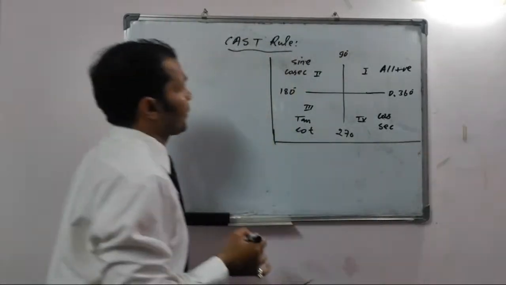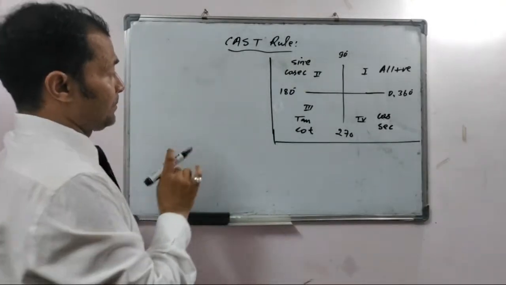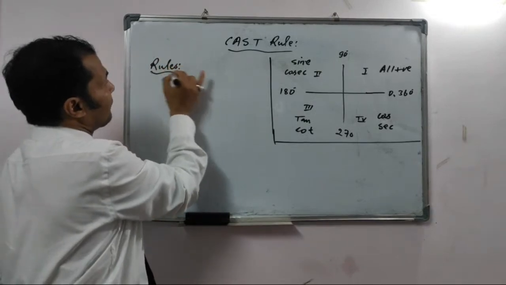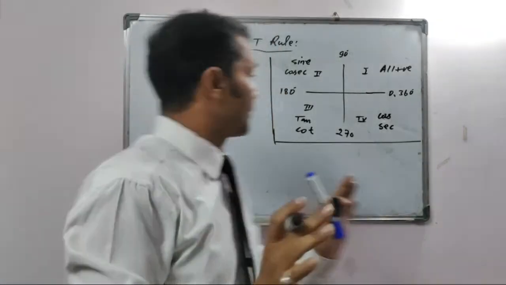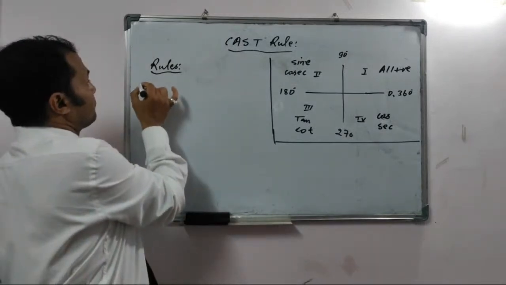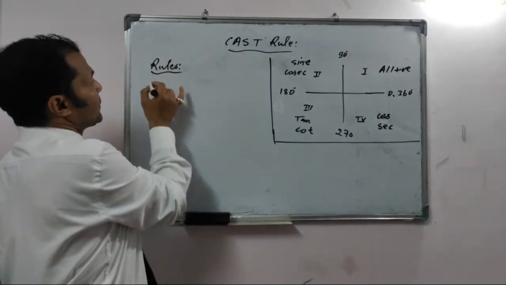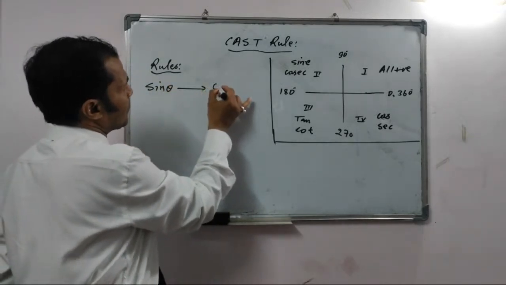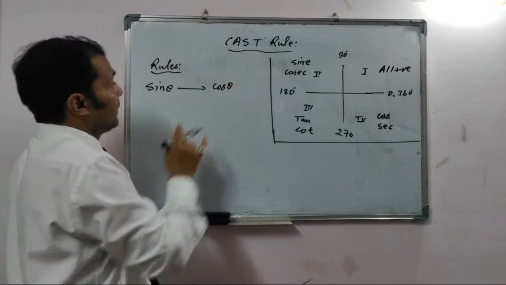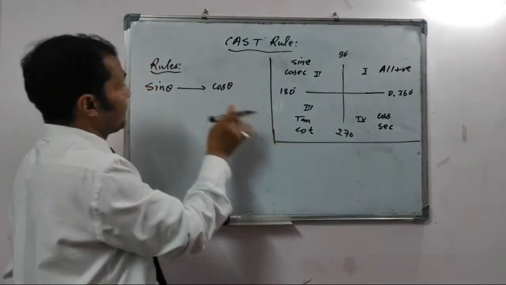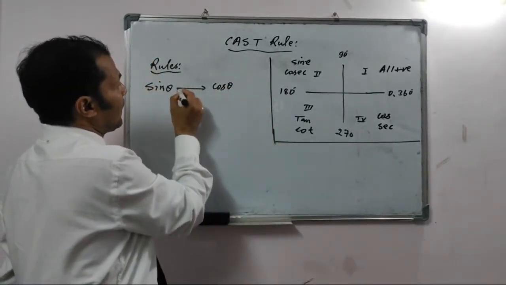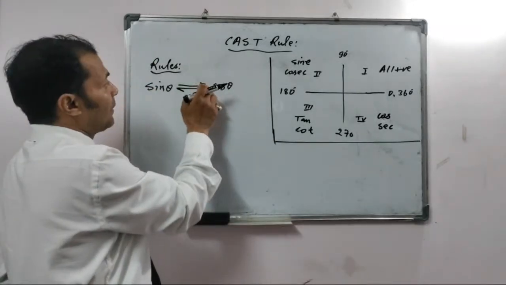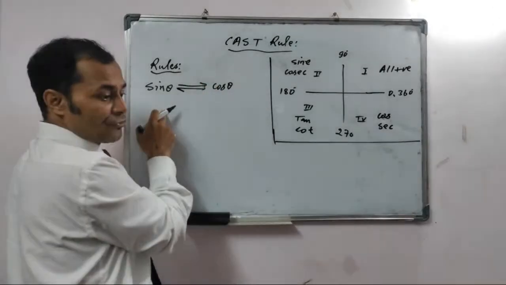Now in the cast rule, I'll be writing some rules here. These will be very helpful for you while solving the problems. The first thing, how to change the ratio. Sine theta changes into cos theta. Let's say for example sine 90 plus theta. I'll explain again. Sine will change into cos and cos will change into sine.